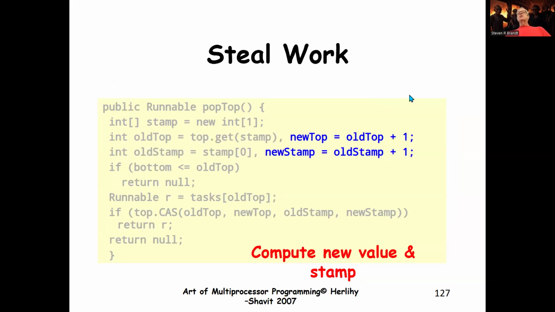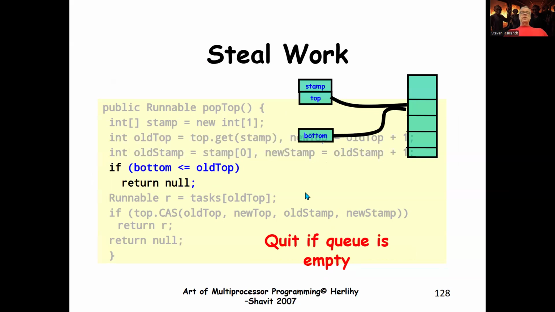And then we're going to compute some new values. So the new top is going to be old top + 1, because when I'm taking stuff from the top, I need to increment the top. And the new stamp is going to be the old stamp + 1. So whatever the stamp is, we're going to keep it incrementing. And that will prevent duplicates and it will avoid our ABA problem.